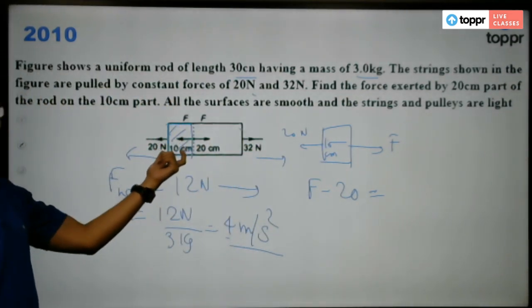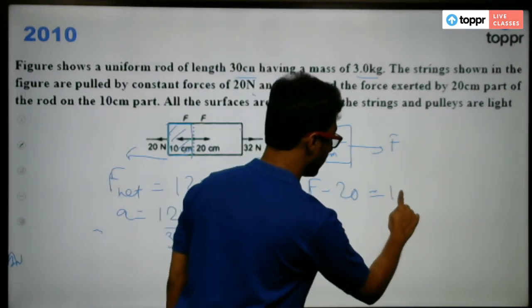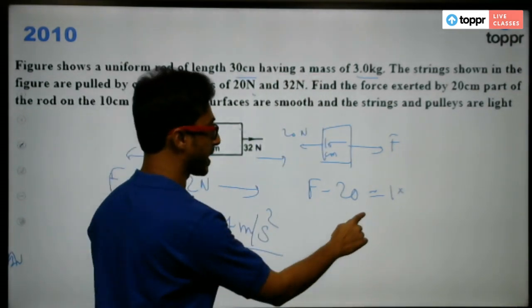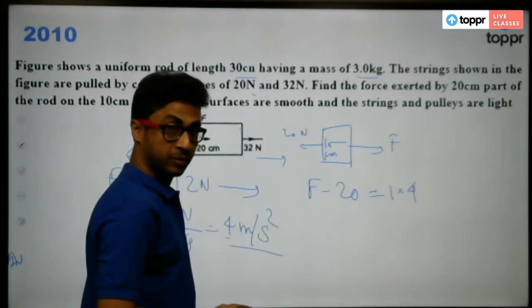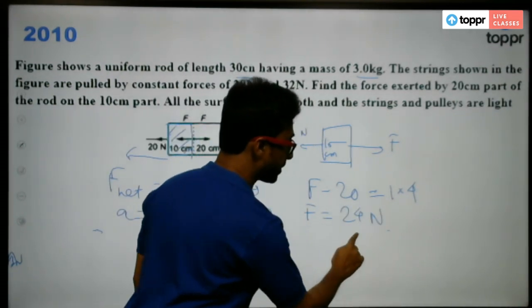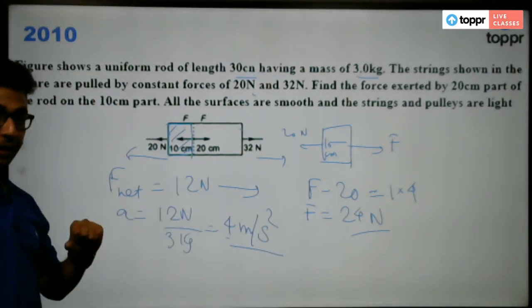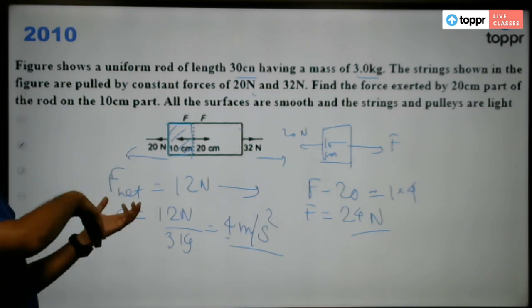This is 1/3 of the whole block. So it is nothing but 1 kg. So 1 into the acceleration, that is 4. Right. So what is F? F equals 24 Newton. Got it? Okay. Now let us think in the other way.